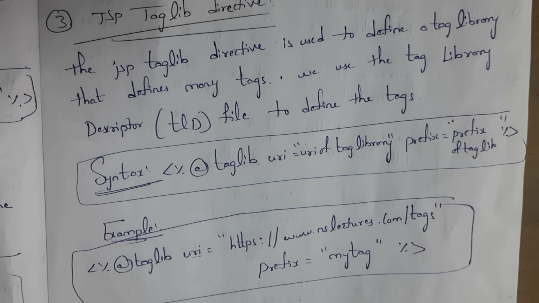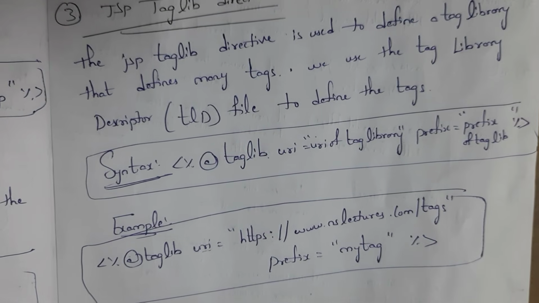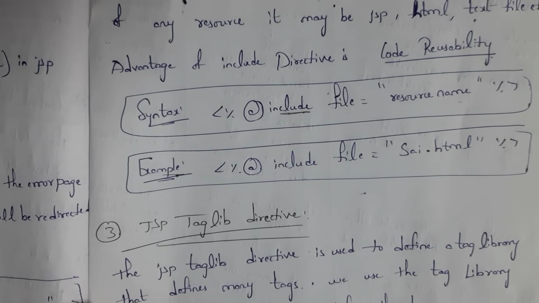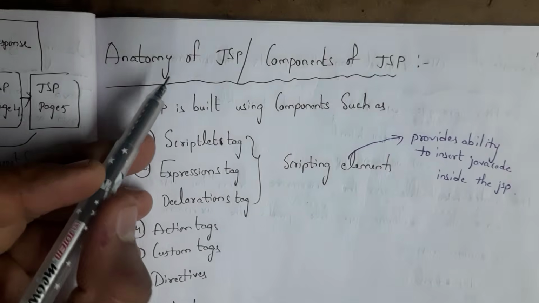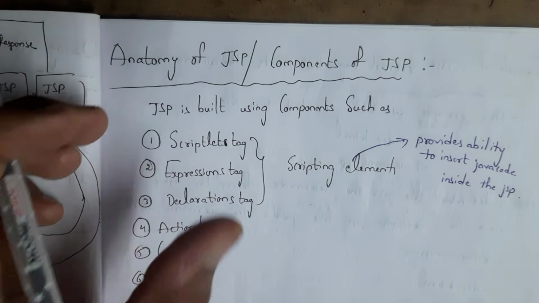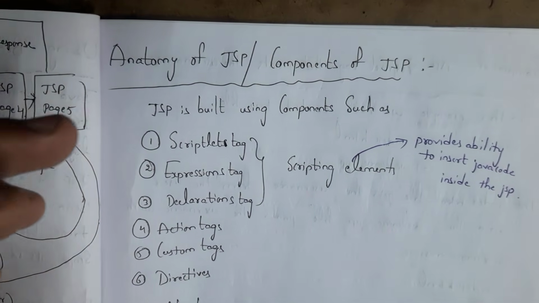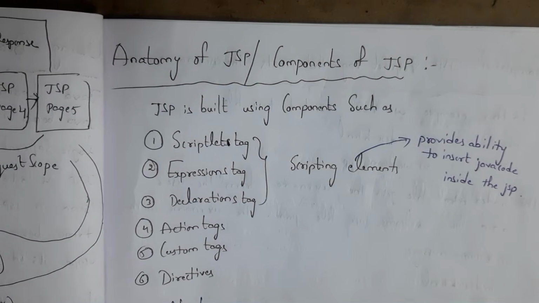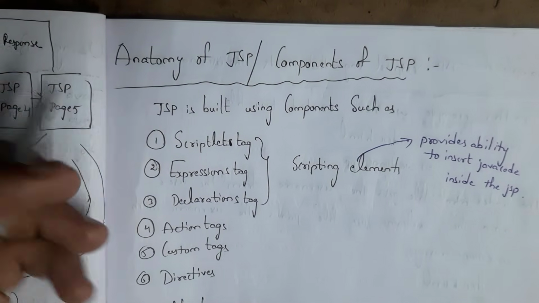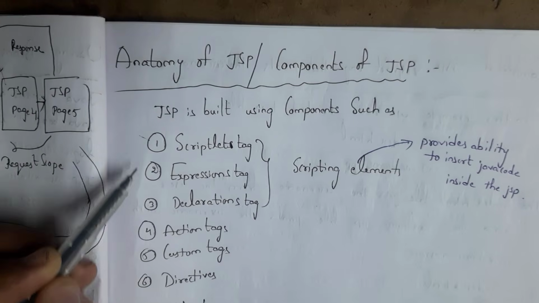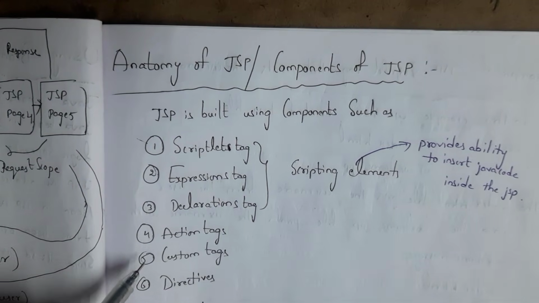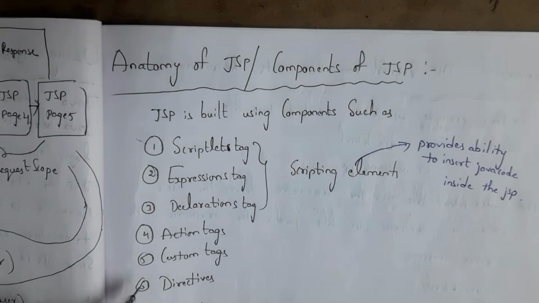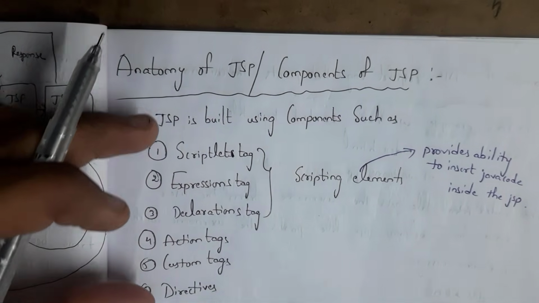These are the three directives in JSP. And definitely we need to include the @ symbol for directives. Next, the anatomy of JSP. We also call this the components of JSP. This is one of the important topics in JSP. We can build JSP by using these components such as the scriptlet tag, expression tag, declaration tag, action tags, custom tags, and directives. As we already discussed directives, now we will discuss the others.